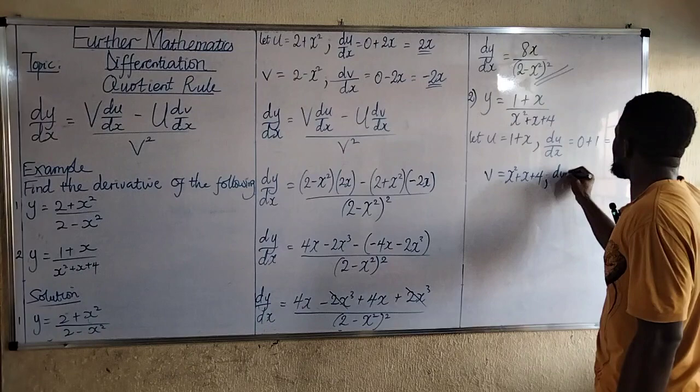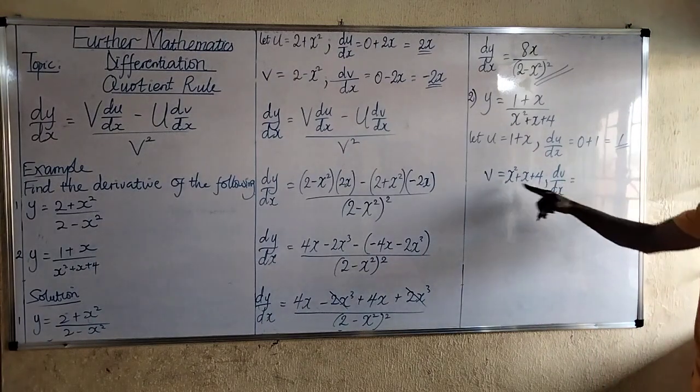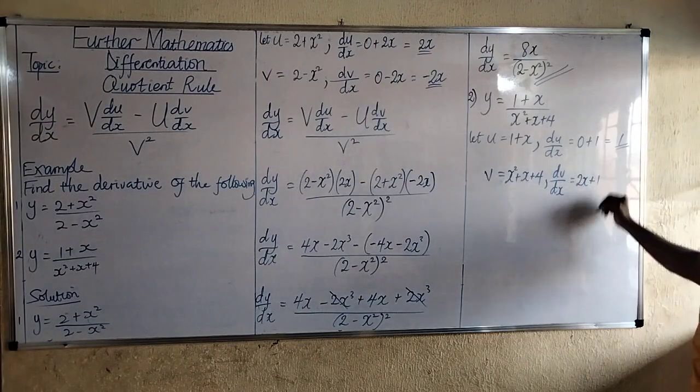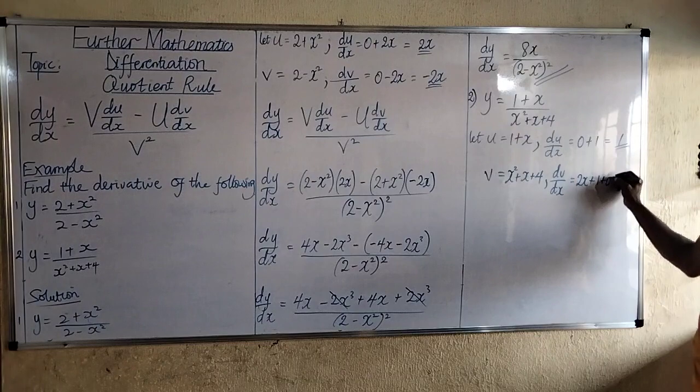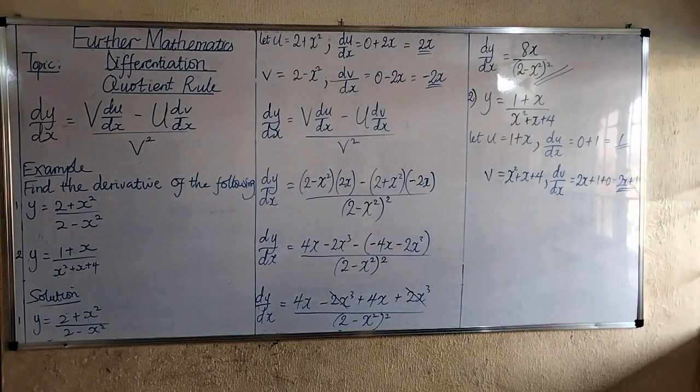If we differentiate v with respect to x, differentiating x squared gives 2x. Differentiate x, you have 1. Differentiate the constant, it becomes 0. So at the end, we have 2x plus 1 as our answer.